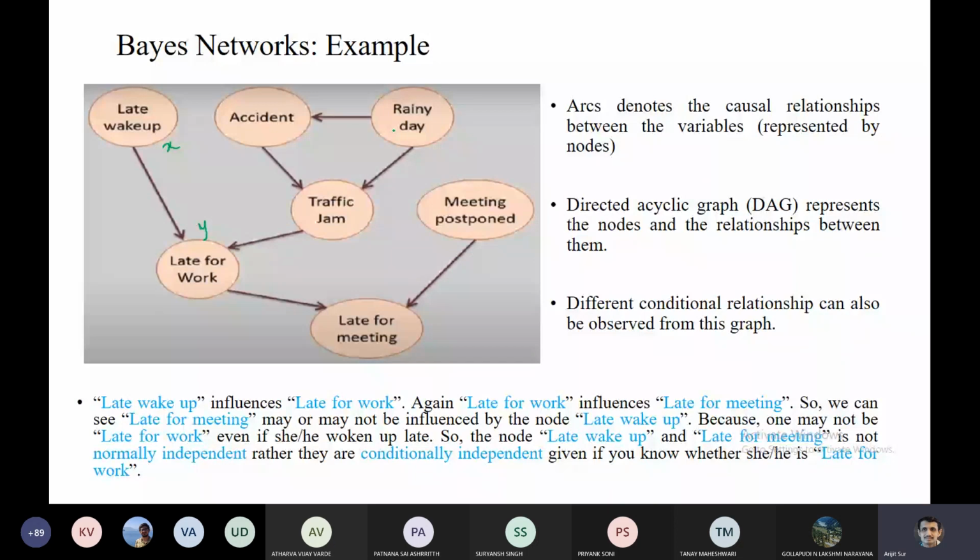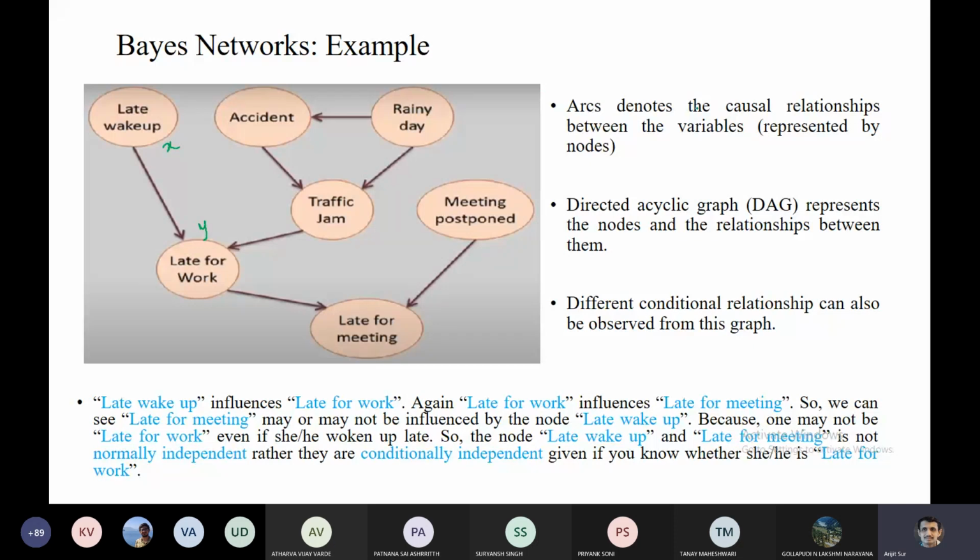Now, since you are late for work, you are late for the meeting. Or the meeting may be postponed, which is why you are late at the meeting. So these situations are a kind of cause-effect relationship or conditional dependence-independence relationship that is represented by a directed acyclic graph.